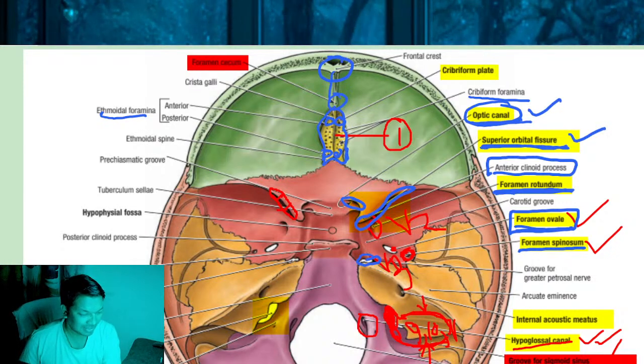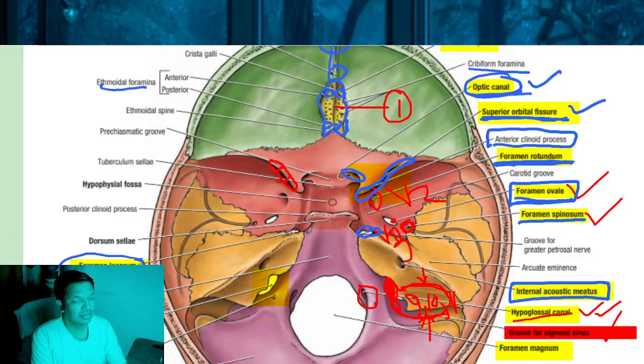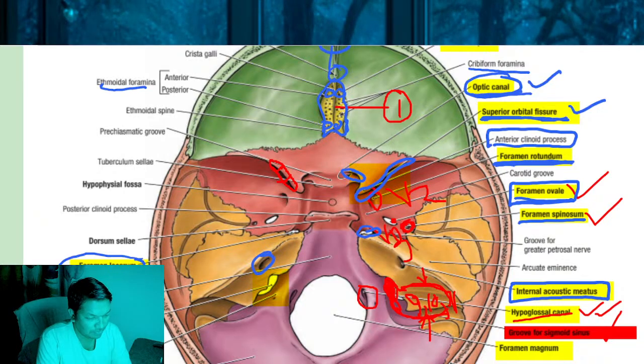Then we have the internal acoustic meatus, and just below it we have the big and very important jugular foramen. For the exam, if you forget everything and want to remember only one foramen, that is very important: the jugular foramen. Then we have a big foramen called the foramen magnum, and lateral to the foramen magnum, we have the hypoglossal canal.